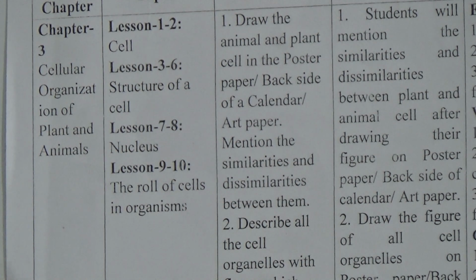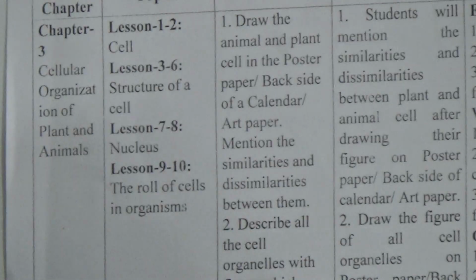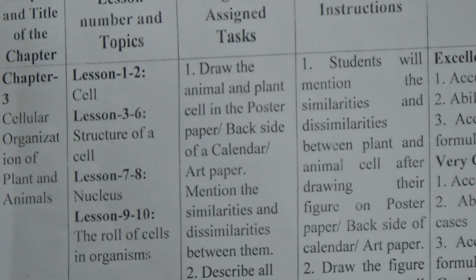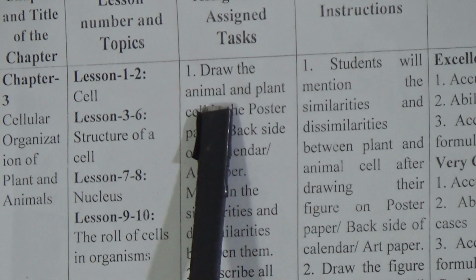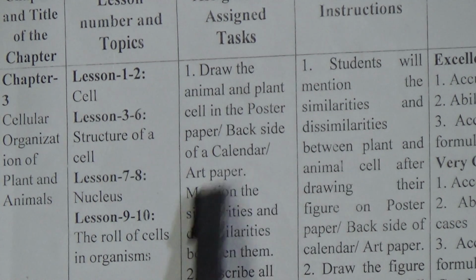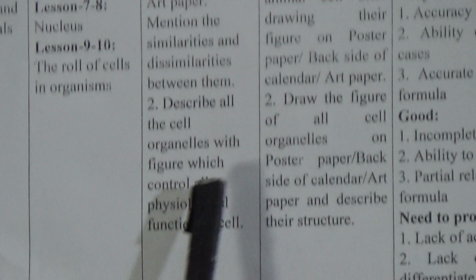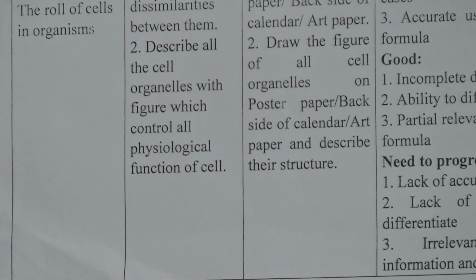Now we read the assignment, or assigned task. That means the task you are given to do. Number 1, draw the animal and plant cell on poster paper, the back side of a calendar, or art paper. Mention the similarities and dissimilarities between them. Number 2, describe all the cell organelles with figure which control all physiological functions of the cell. There are 2 works given to you.